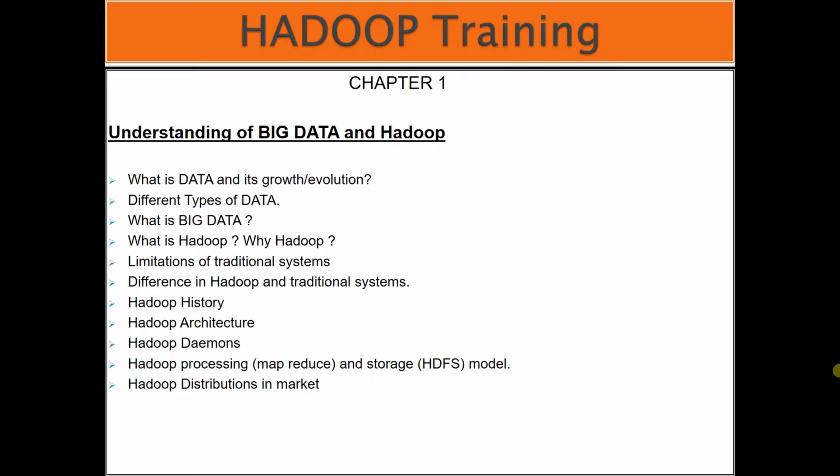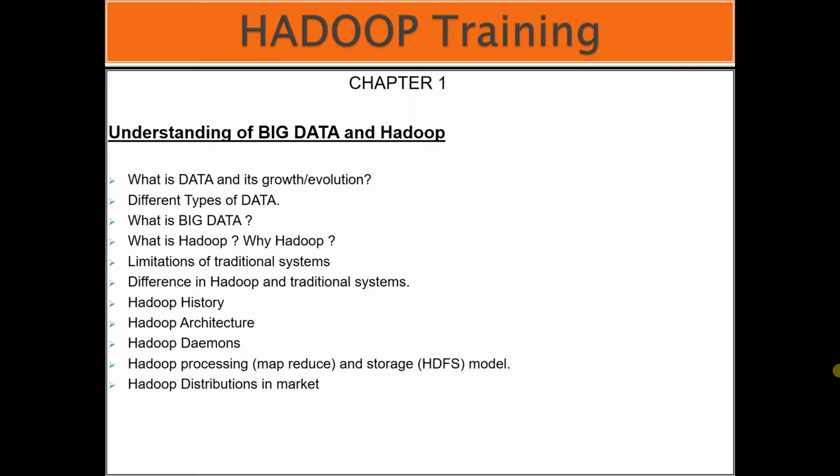To start with, chapter one talks about understanding big data and Hadoop. Before we talk about something big, we'll get into our basics first, which is what is data and how it has grown over several years. Then we'll talk about the different types of data we have in our surroundings, like text, audio and images, based on different types of systems, like online systems and retailing systems.